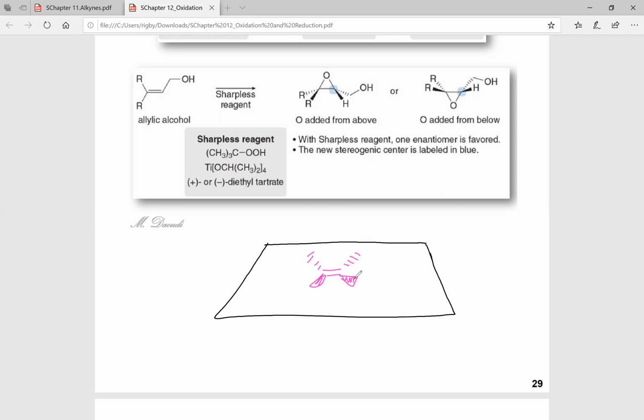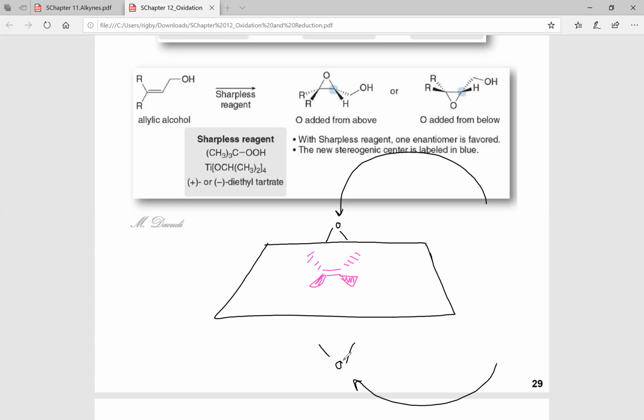And so then what we're going to do is we're either going to, A, use our Sharpless reagent from above and attach our OH group from above, just sort of bringing it down on top of that double bond, or we're going to bring it from below and attach it from below.